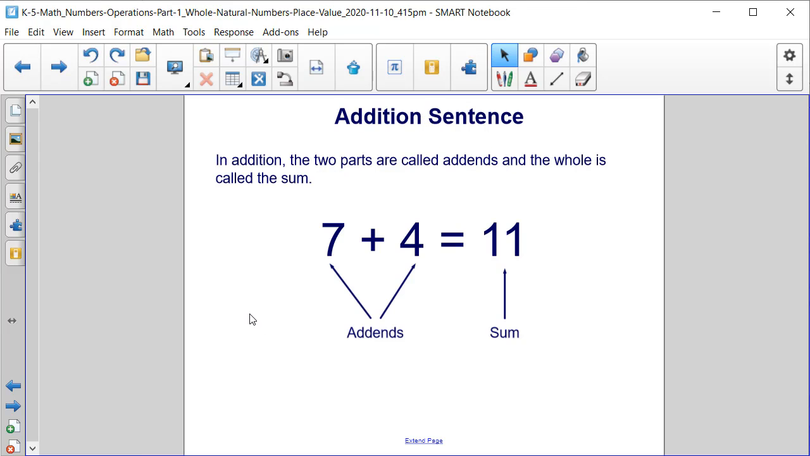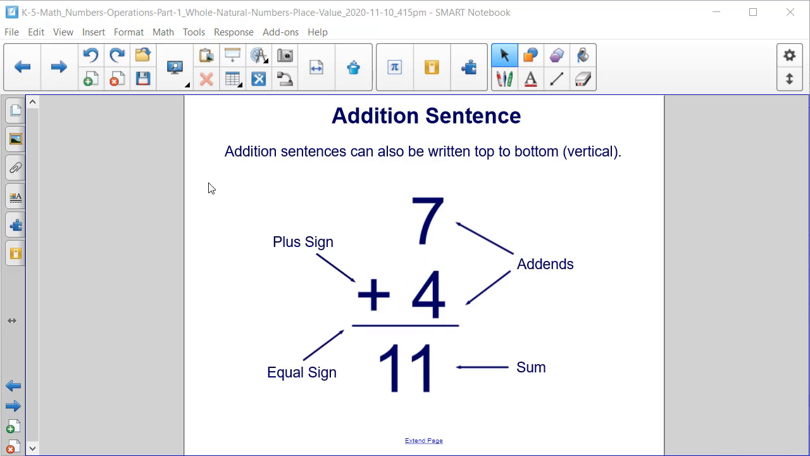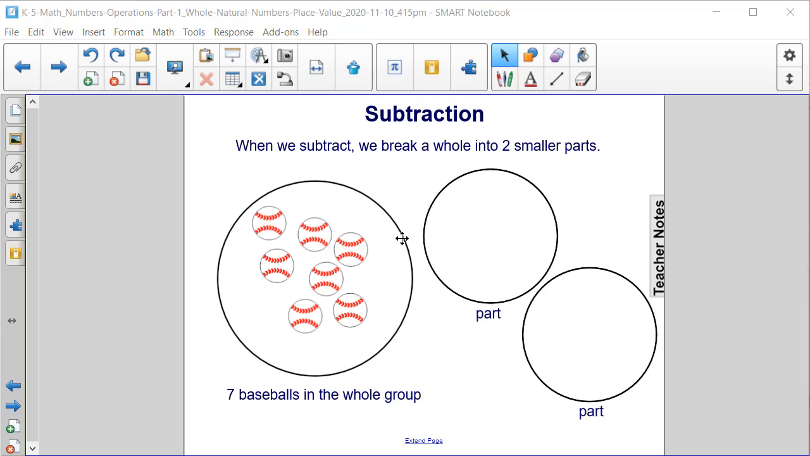In addition, the 2 parts are called the addends, in this example 7 and 4, and the whole is called the sum. So the 2 parts or addends add up to equal the entire thing or the sum. Addition sentences can also be written from top to bottom or vertically, where you have the two addends directly on top of one another, a plus sign next to the bottom of those two numbers, draw a straight line underneath, and then the sum is found directly below that straight line, which represents the equal sign.